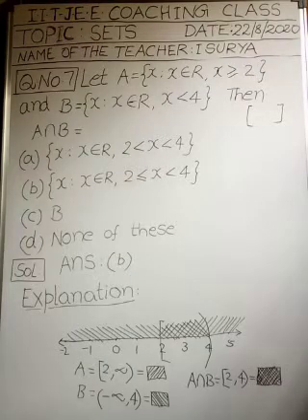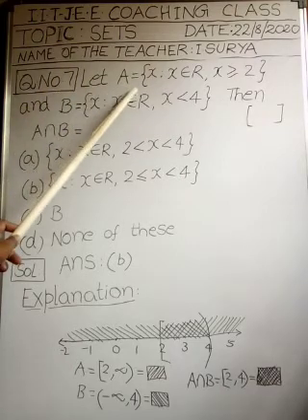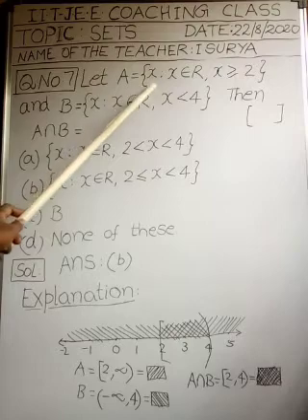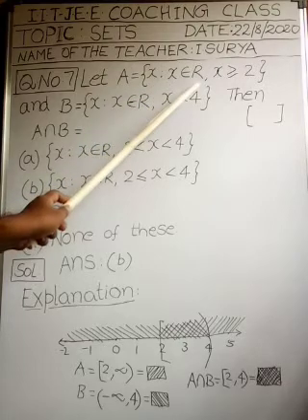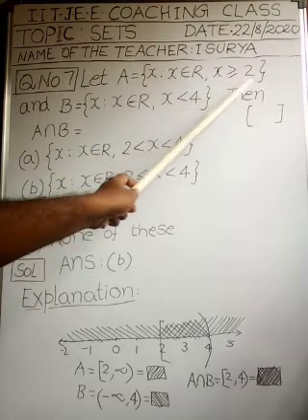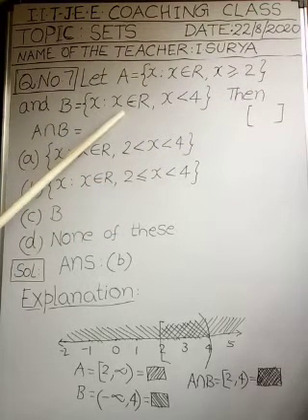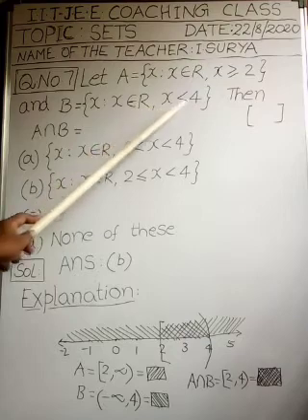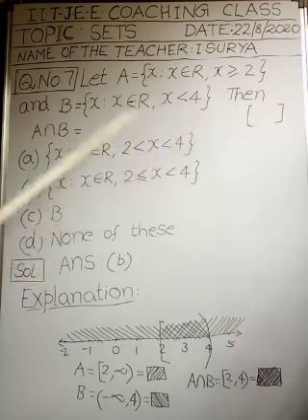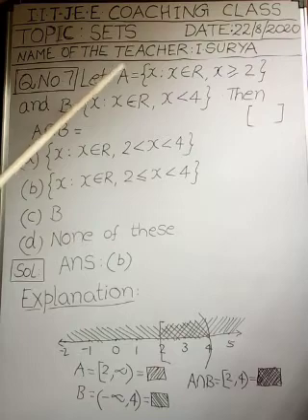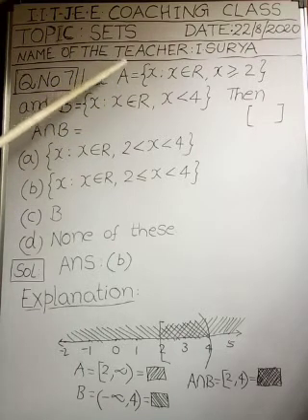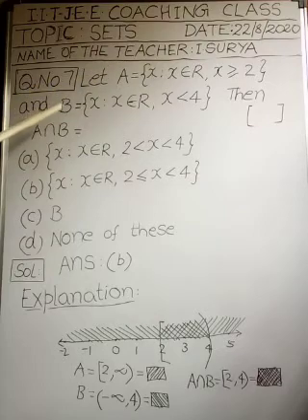Now come to the question number 7. Question number 7. Let A is equal to set of all x such that x belongs to R, comma, x greater than or equal to 2. And B is equal to set of all x such that x belongs to R, comma, x less than 4. Then A intersection B is equal to. Understood the question, my dear children? Here two sets, namely A and B are given. We have to find their intersection.